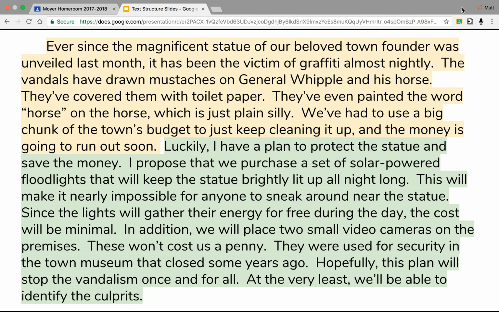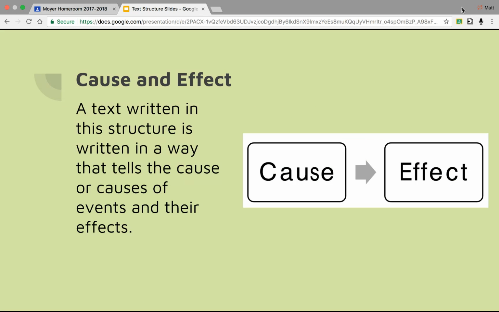Now, that's the kind of zoom out, but now I'll zoom in for a second because I really think there are particular parts in there that helped me clue into that this is definitely a problem and solution. They don't use the word problem in there. I had to infer that. But boy, when I see words like I have a plan or I propose, hopefully this plan will stop the vandalism, that definitely tells me we're getting into that solution section. And so I wanted to identify there that there was a transition from that problem into that solution. And so I can identify that. That's what's going on in this particular writing, it's problem and solution.